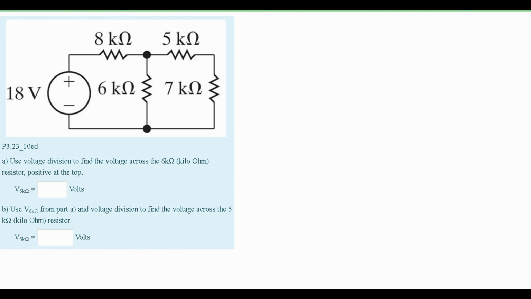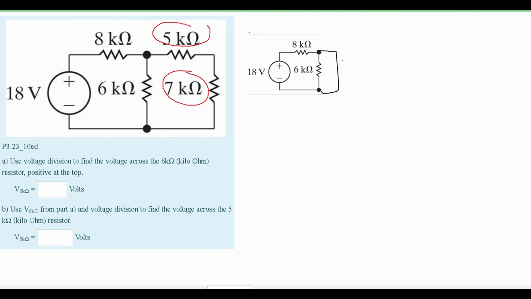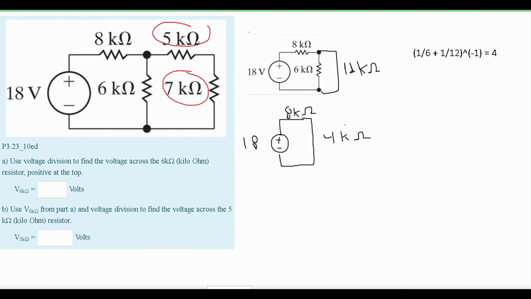To use voltage division, this needs to be in series. So we have to make our circuit in series for our resistors. We know that these two right ones are going to be added together since they are in series. So we are going to have a 12 kilo ohm resistor here. Now, since our 6 kilo ohm and our 12 kilo ohm resistor are in parallel, we have to use the parallel formula to make them one resistor. So we're going to have 1 over 6 plus 1 over 12, and this is being raised to the negative first power. We're going to get that this is equal to 4. So when we redraw our resistor, we're going to have an 8 kilo ohm resistor and a 4 kilo ohm resistor. It's in series, so now we can properly use voltage division.